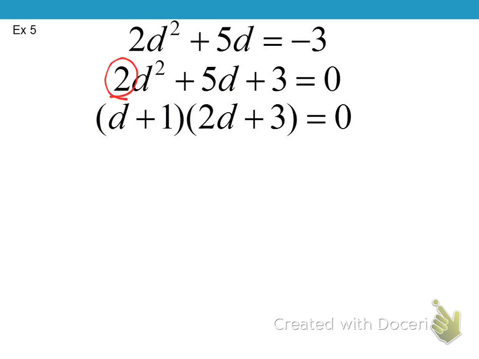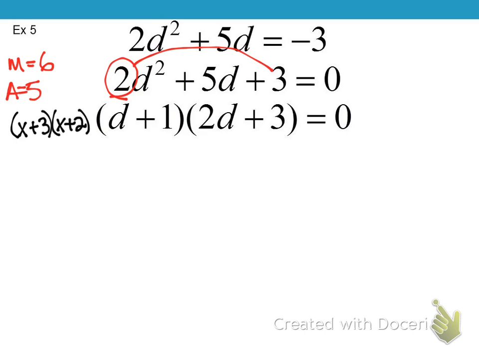So remember, this is 2 times 3. That gives us an M of 6 and an A of 5. What is a combination that multiplies to 6 and adds to 5? 3 and 2. So we'd have x plus 3 and x plus 2. What do I do with both of those, though?